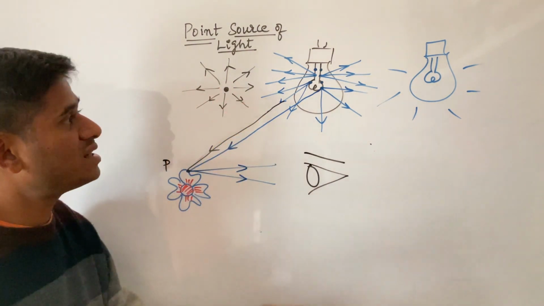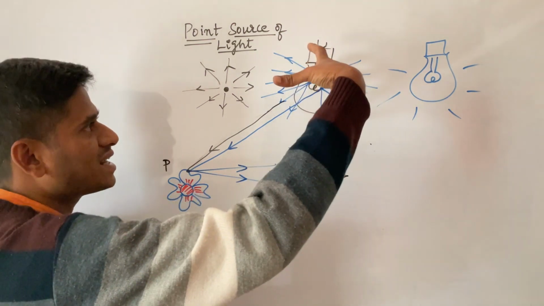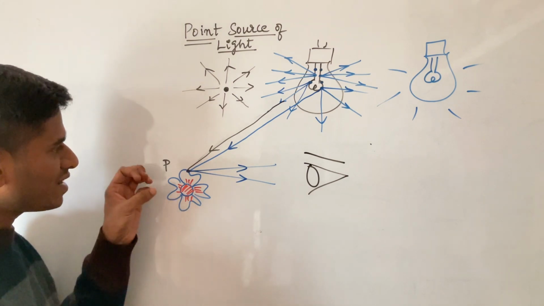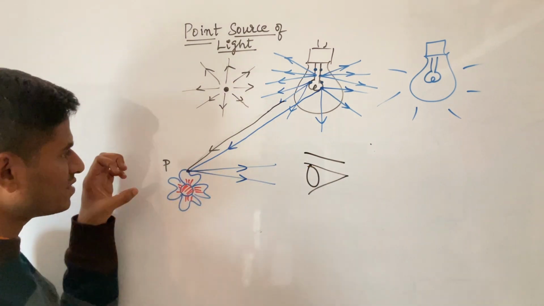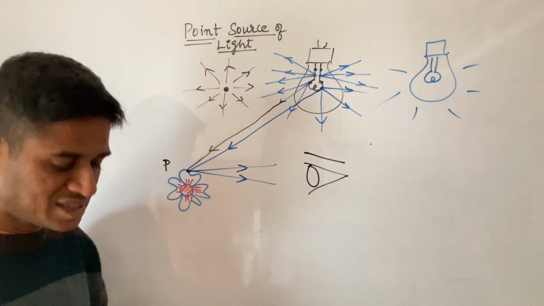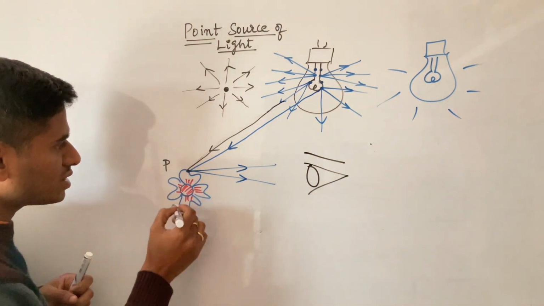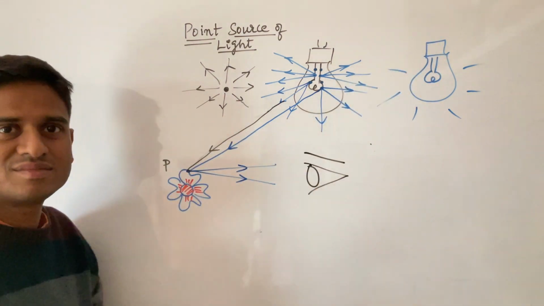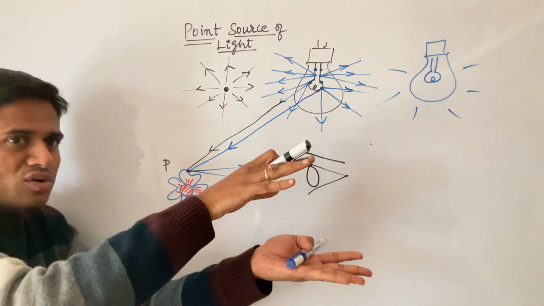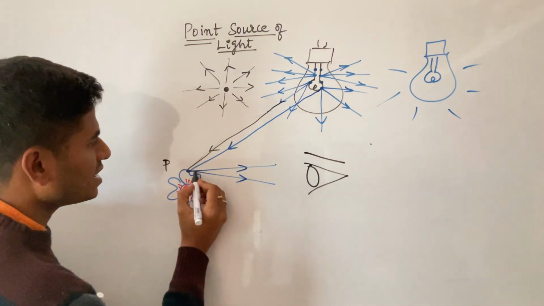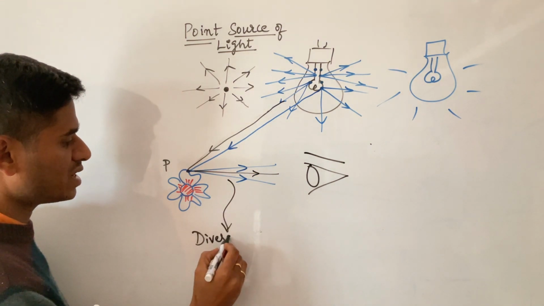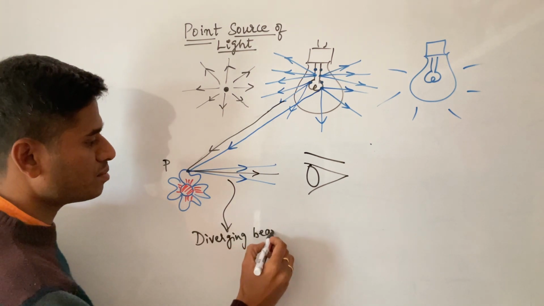Basically, this flower is getting illuminated by the light. Once light comes out of the bulb, that light is falling on the flower, and the flower is now reflecting the light. While the flower is reflecting the light, what is important to understand is that every point on the flower is giving out light. When it is giving out light, what you are seeing here is called a diverging beam of light.